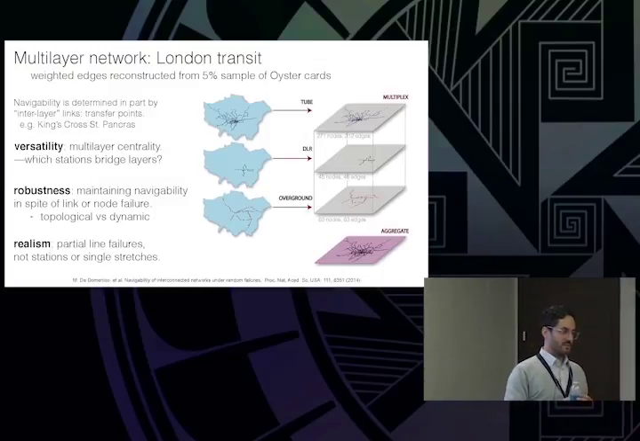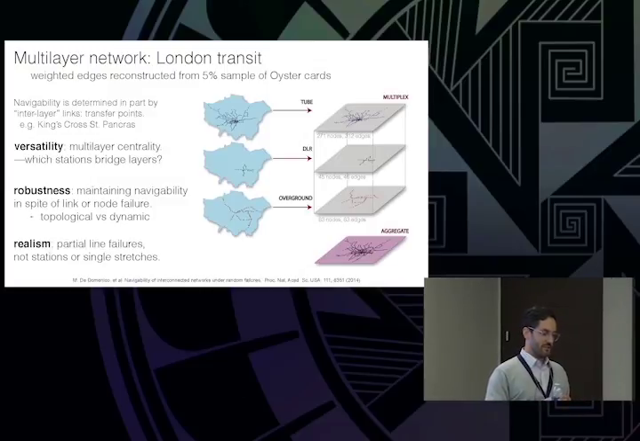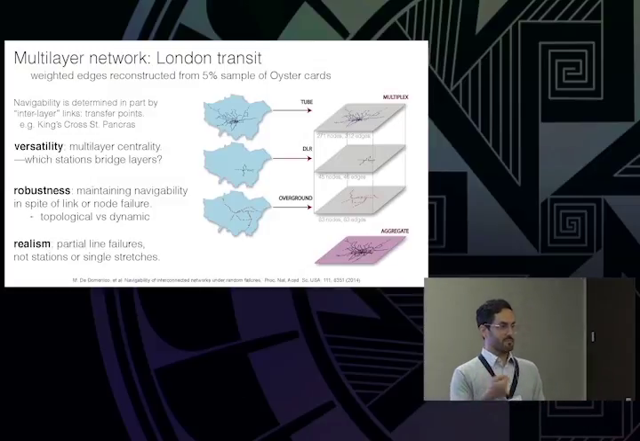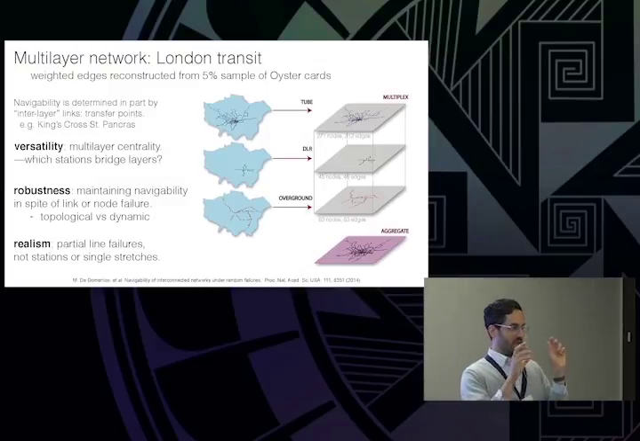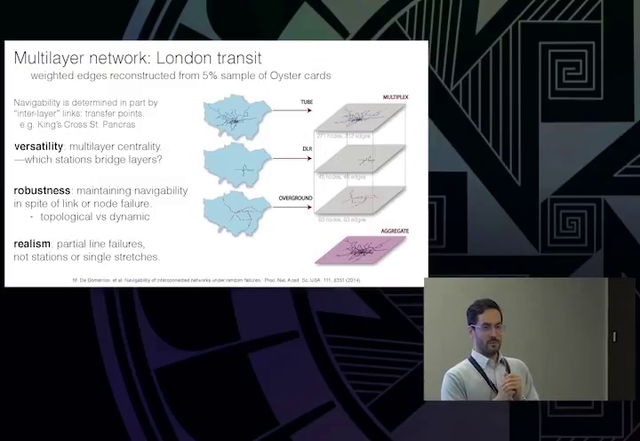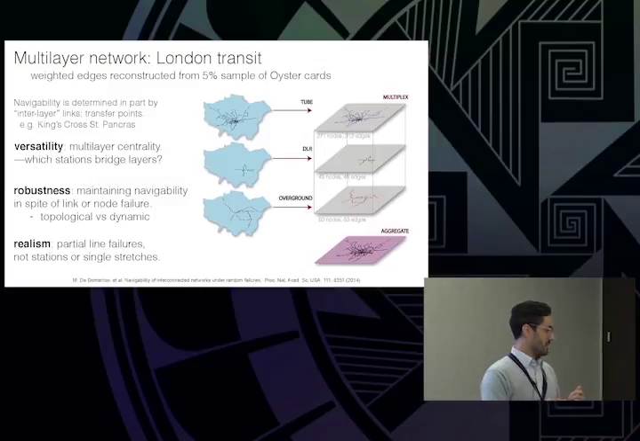Robustness also comes up in these systems. So maintaining navigability in spite of link or node failure is robustness. And we can think about topological robustness or dynamic robustness. So let me explain this too. Topological just means structural. So if I start punching out links, or if I start punching out nodes, how well can I still navigate the network? So let's say I take out King's Cross.